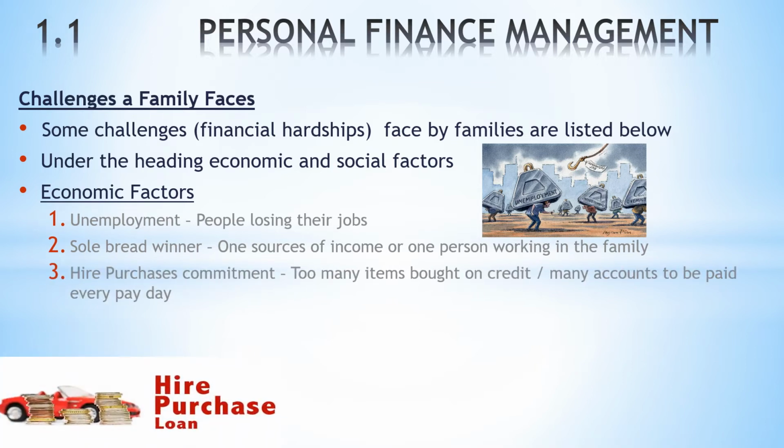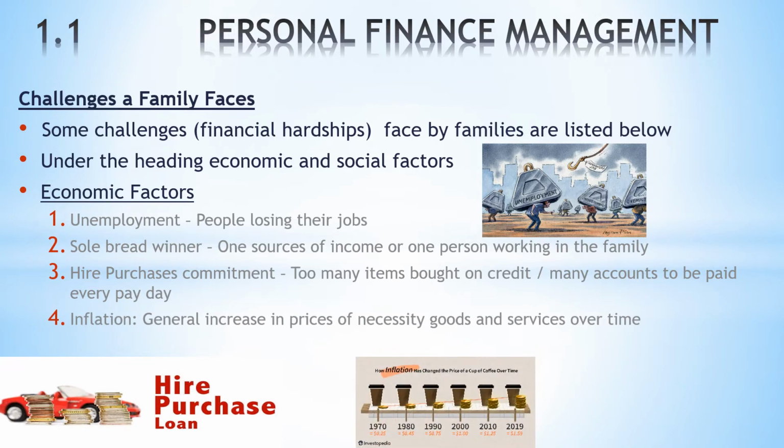The third one is having a high purchase commitment. Too many items bought on credit. Many accounts to be paid every payday. So when the payday comes, you have to pay a number of accounts. For example, paying off your vehicle, and you might also have a high purchase at courts and other places that you need to pay. And those become a common hardship for most families that they have to pay from the payday.